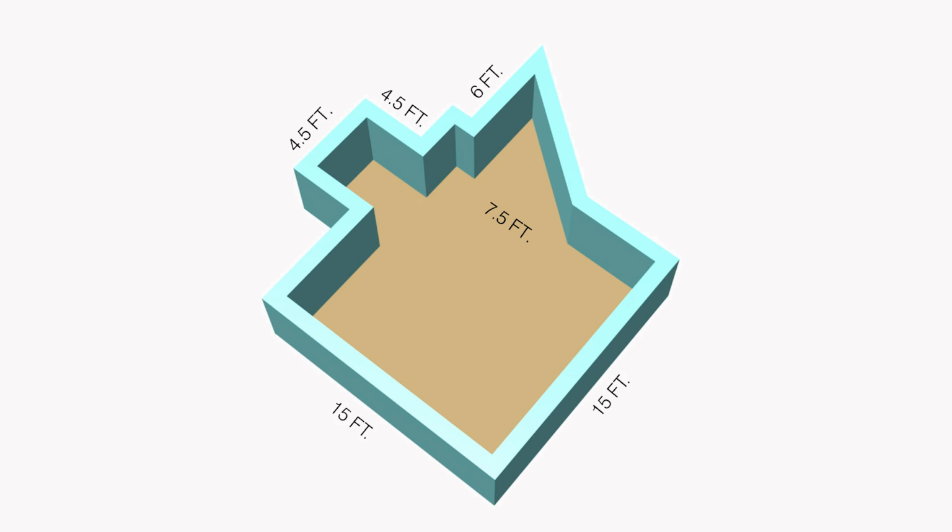An odd-shaped room will require a few extra calculations to get to the final square footage. The first step is to measure each wall and map that out as seen here. Next, we'll break this room into smaller pieces and calculate the square footage of each of those pieces.